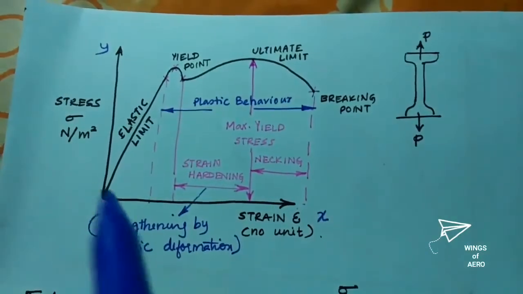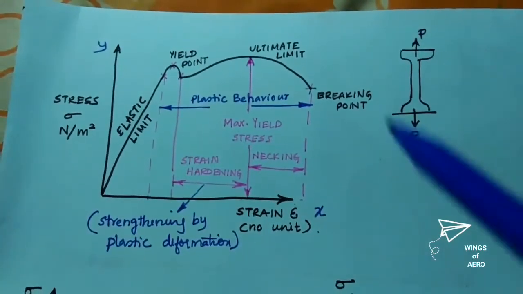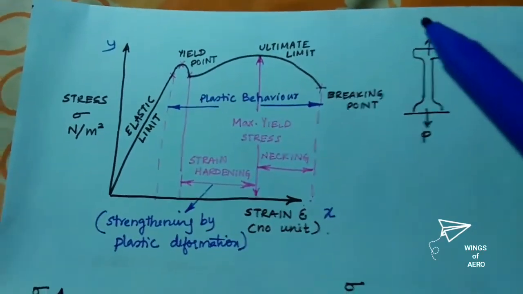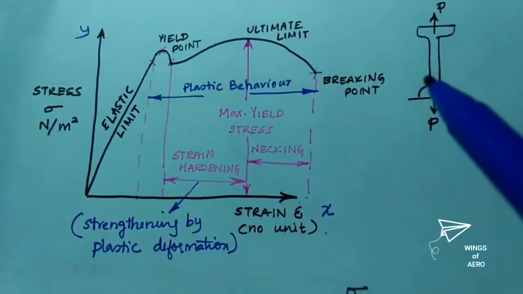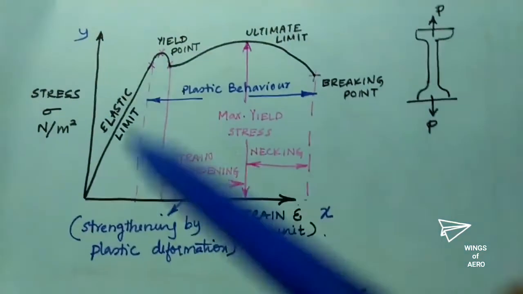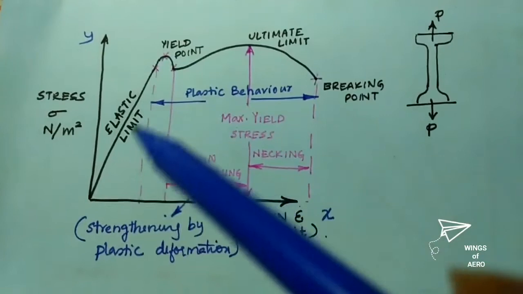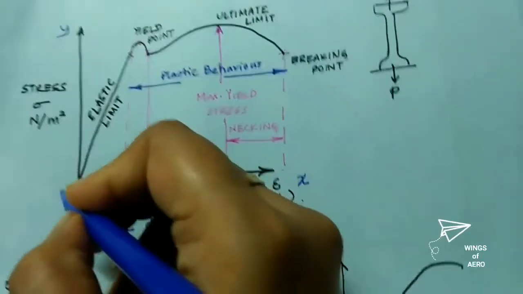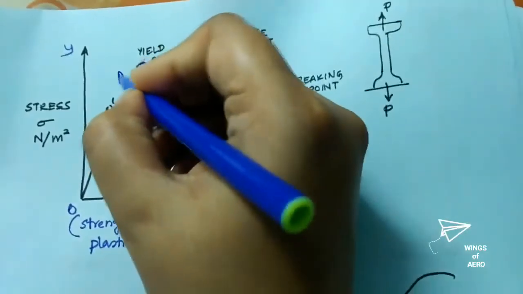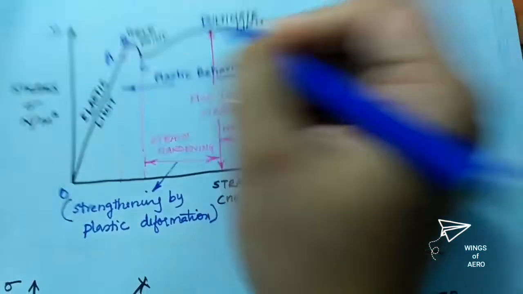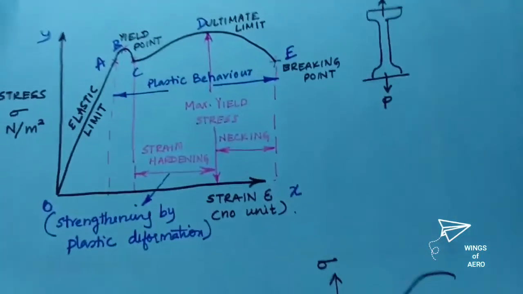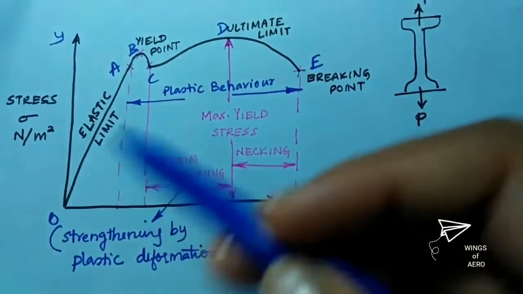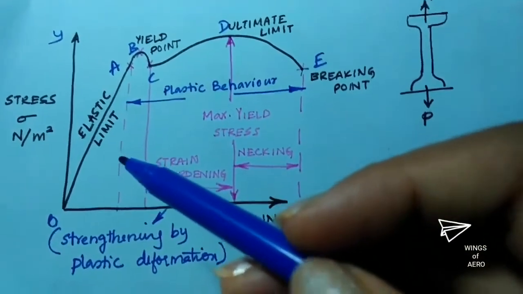within the elastic limit. It means when a load is applied to a body, system or material, and when we release the load, it has the capability to come back to its original position. That is the limit, which we call the limit of proportionality. Let's name the points 0 to A, then B, C, D, E. So 0 to A is called the elastic limit or limit of proportionality.